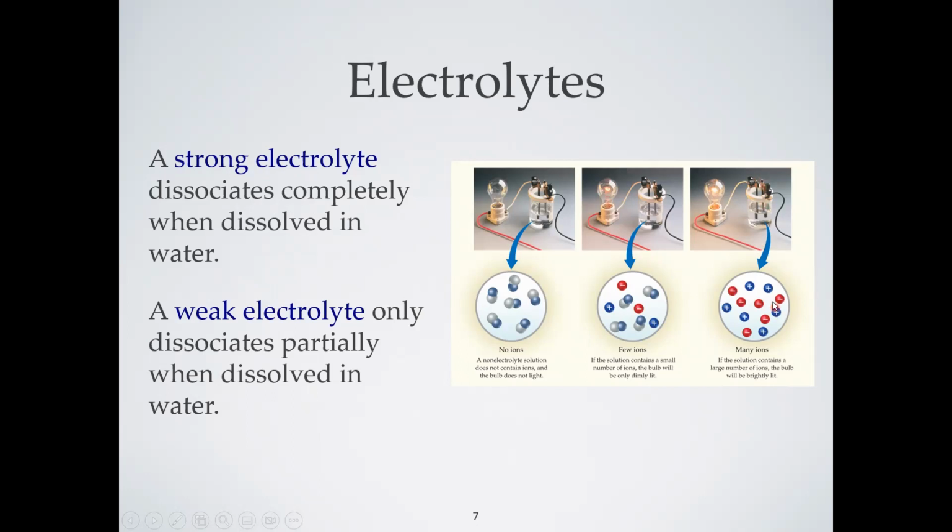Whereas with the strong electrolyte, we get much more of that dissociation. We essentially get full dissociation. So now we've got a whole bunch more ions. We can conduct the electric current much better. And that's why we see a much brighter light being produced here.